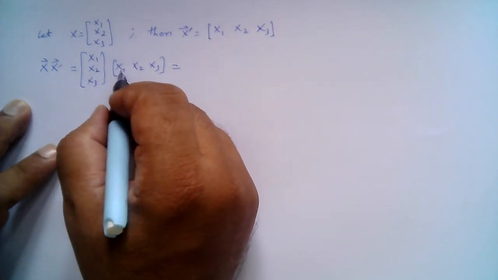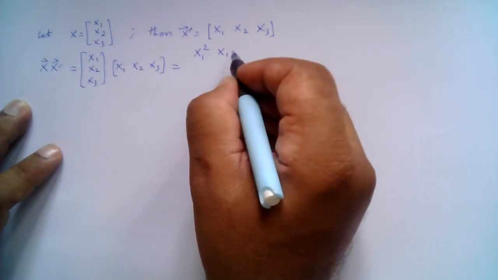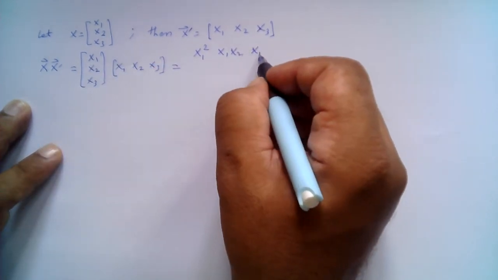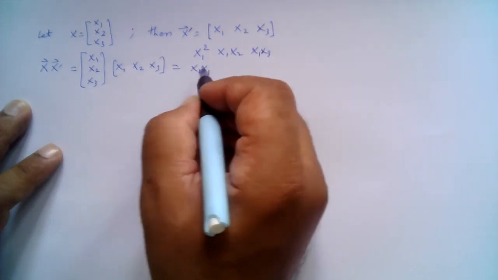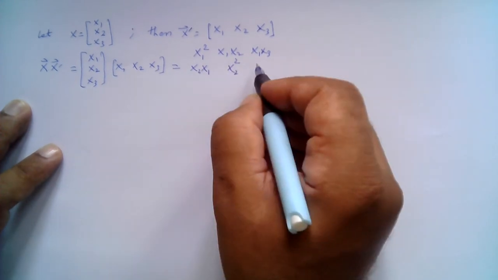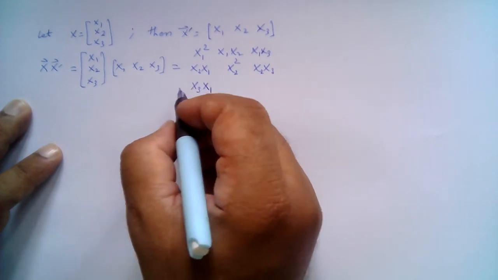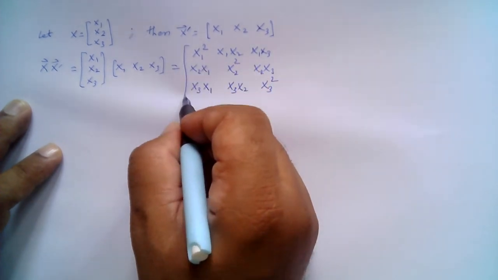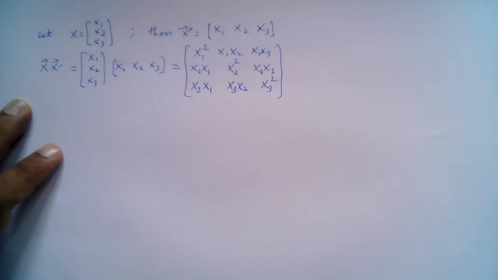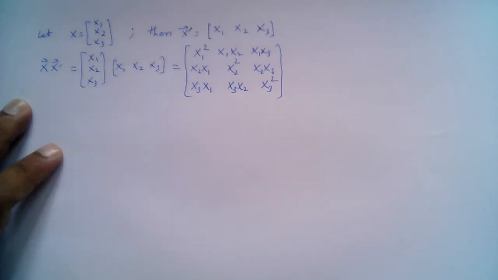x1 multiplied by x1 will be x1 square. Then x1 multiplied by x2, then x1 multiplied by x3. Likewise, the second row: x2 x1, x2 square, x2 x3, then x3 x1, x3 x2, then x3 square. So we obtained a 3 by 3 matrix from the multiplication of a 3 element column vector and a 3 element row vector here.